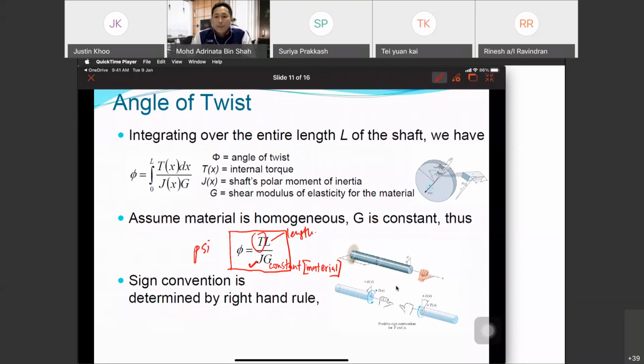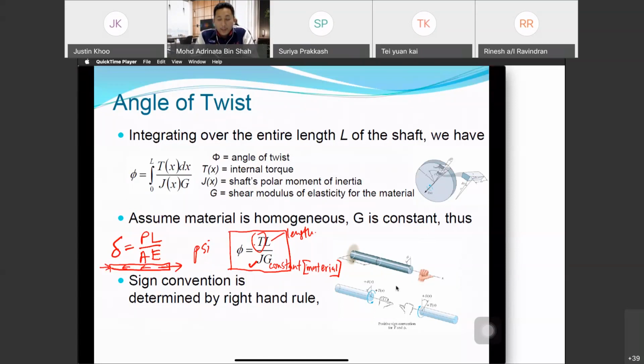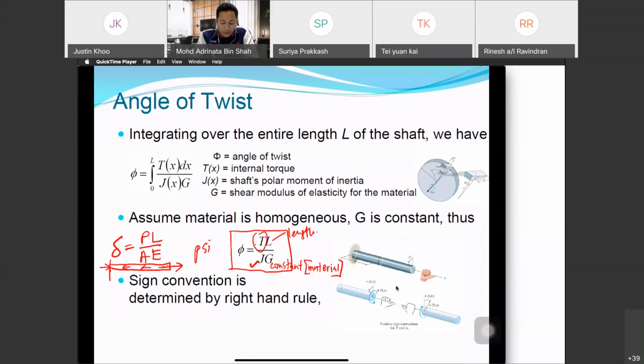And the angle of twist, we have torque. Before this, we have the elongation. Elongation depends on PL over AE. From the previous chapter, we have learned that if we have a force like the one here, we need to perform the cutting region to get our P.